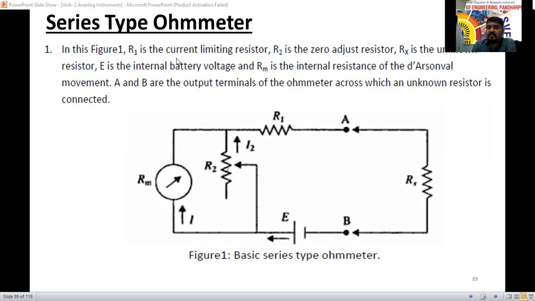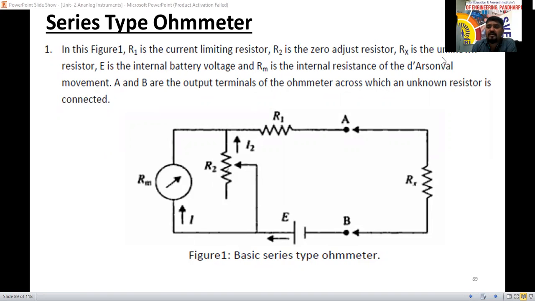In this figure, R1 is the current limiting resistance. To limit how much current should pass, we are using a current limiting resistance, that is R1. And R2 is the zero adjust resistor. If it is an open circuit, then maximum current will flow here, and in that condition it should get the full current. For that reason it is adjusted to zero. We can use a variable resistance here, and we can make this resistance zero, or maximum and minimum.